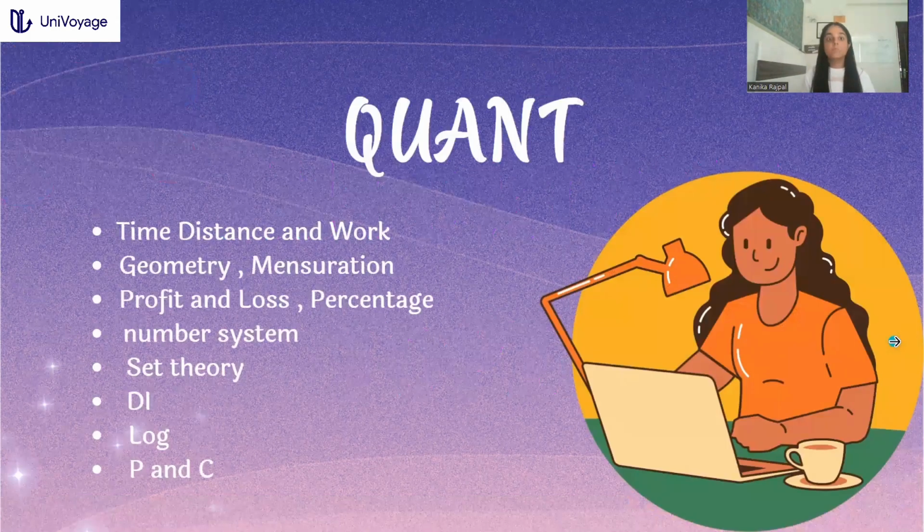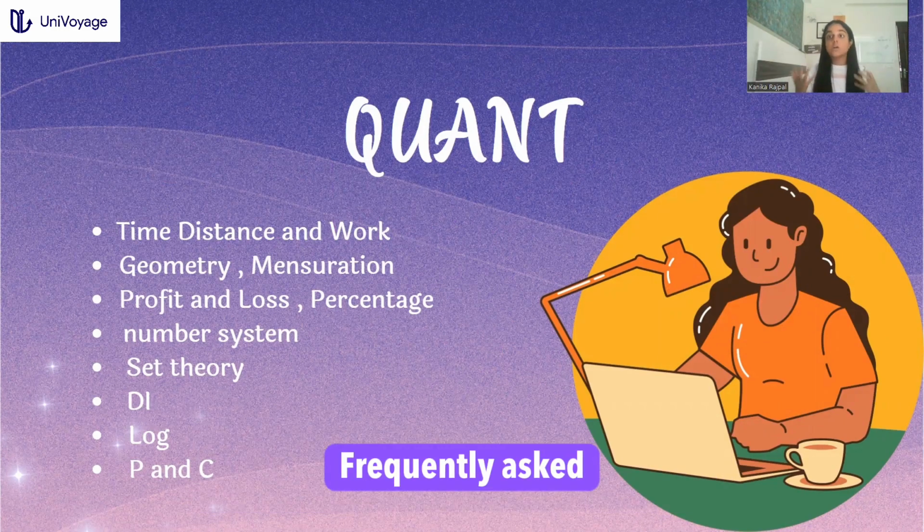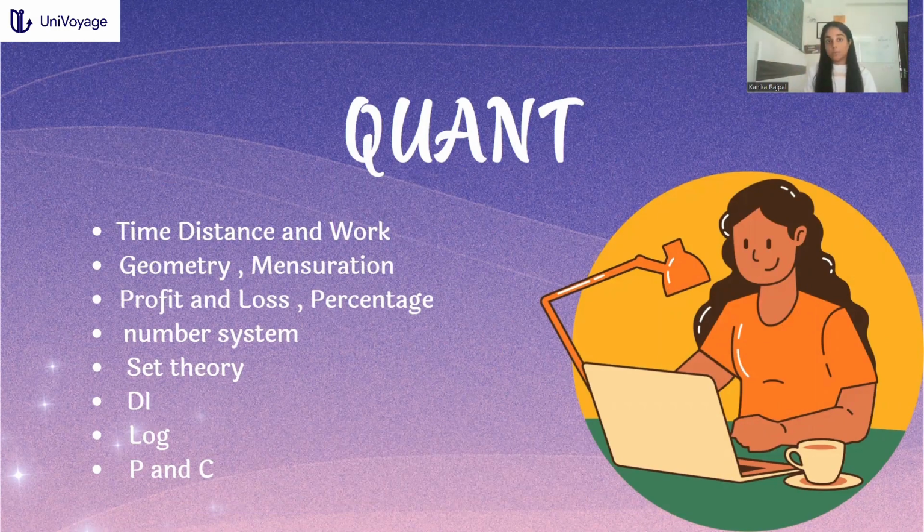First thing is quant. These are some of the important topics. Some very frequently asked questions are based on these topics. We have time, distance, and work, geometry, profit and loss, percentages, number systems, set theory, data interpretation, log, permutation, combination, and probability. Now, as far as DI, set theory, log, PNC, the last 4 pointers are concerned, I've already covered those in the pure math video.